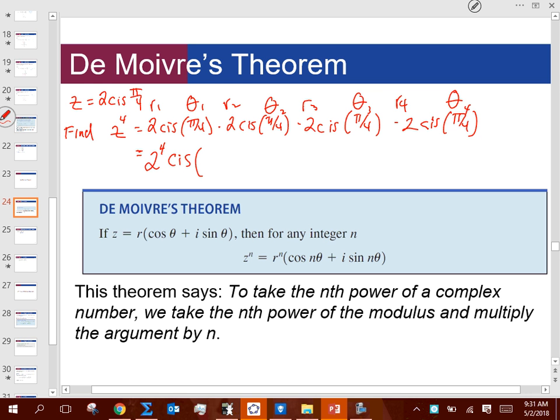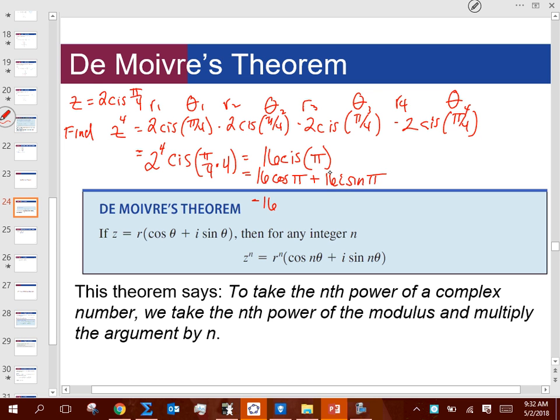When I do repetitive addition, that's the same thing as what? Multiplication. So I would take pi over 4 and multiply it by 4. And now 2 to the 4th ends up being 16. And I get cis of pi. And now it's 16 cosine of pi plus 16i sine of pi. And that should be, what, negative 16 there. Cosine of pi is negative 1.